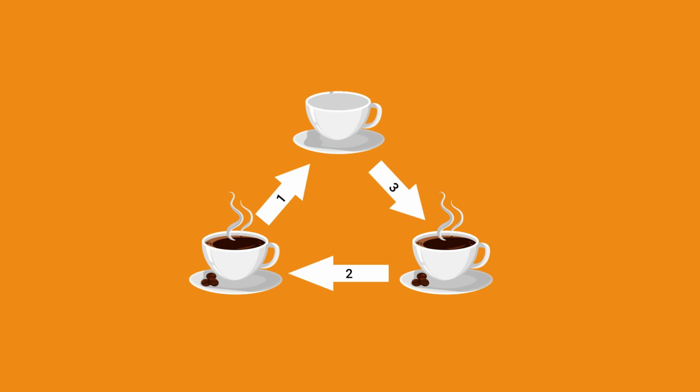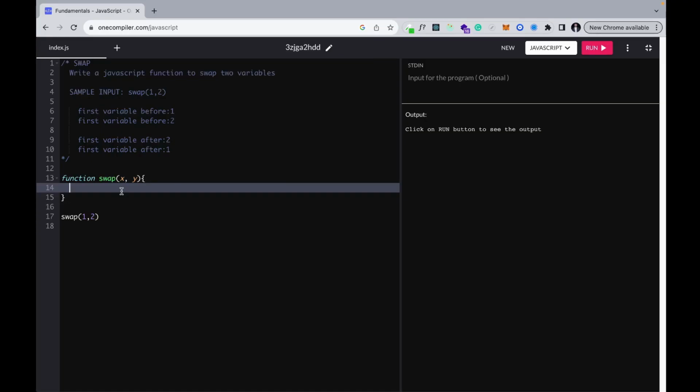It's exactly the same here. Now you have x and y. You want to create a temporary variable called z here, and z should hold x for a while.